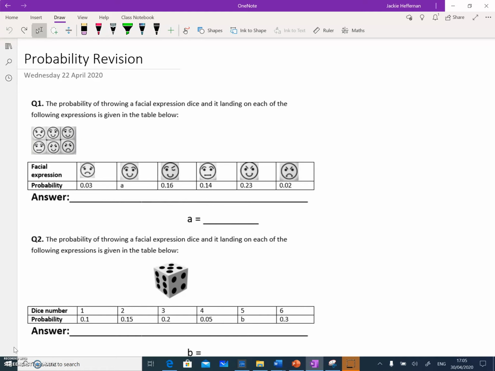Okay, question 1. The probability of throwing a facial expression dice and it landing on each of the following expressions is given in the following table. So there's 6 different sides. All probabilities have to add to 1. So the first thing you need to do is add 0.03, 0.16, 0.14, 0.23 and 0.02. Add them together. We'll take that away from 1 and that should give us our answer of A.